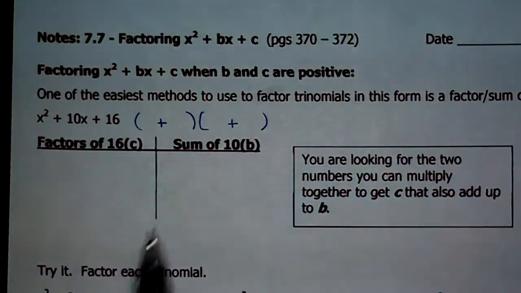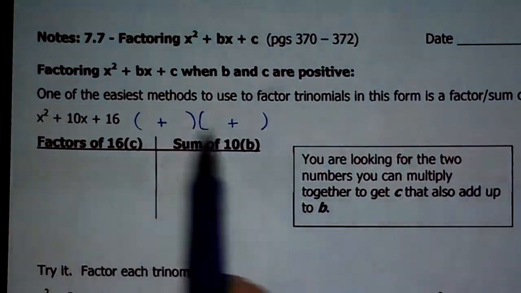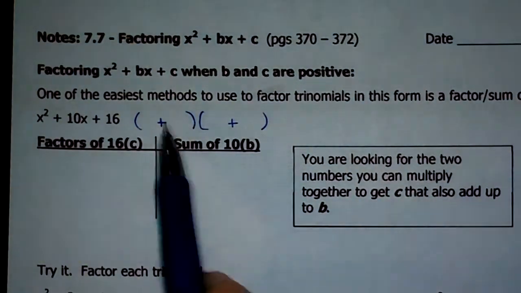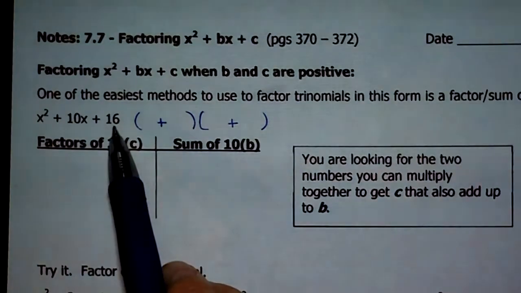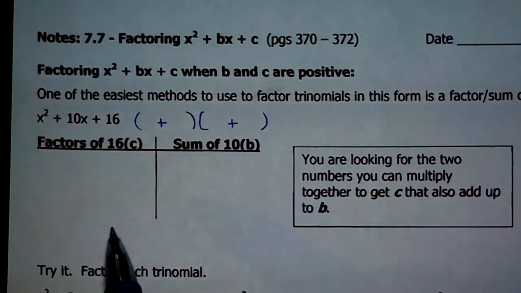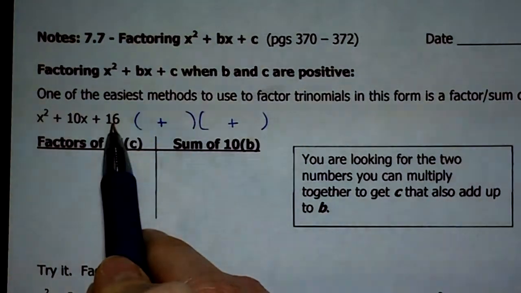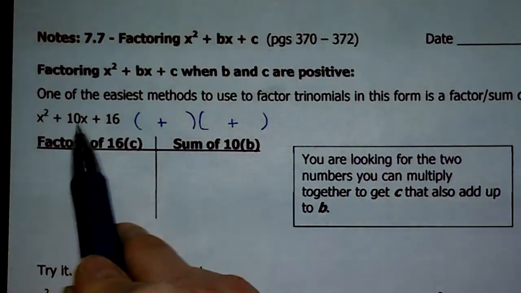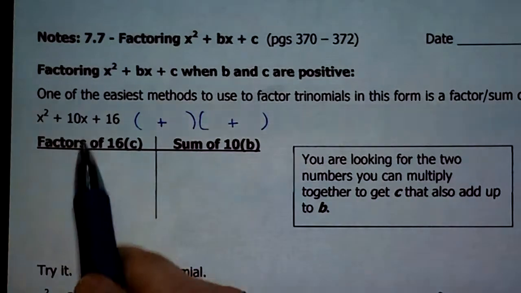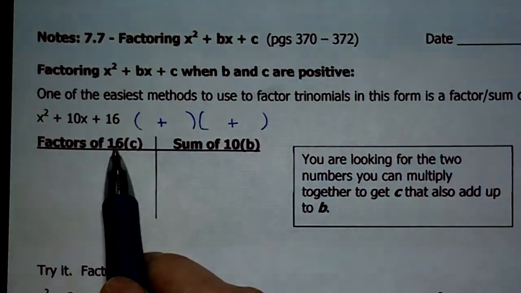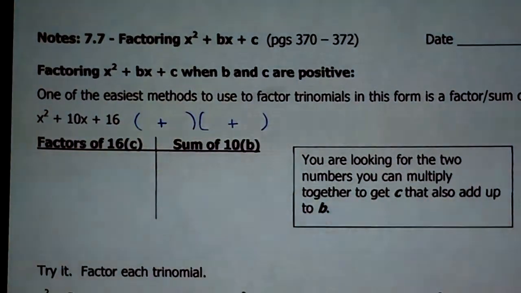All right, well, we need to figure out what amounts I can put in here that when I FOIL them out, I get this. And all you have to do is figure out, okay, what are some of the factors of the 16 that will give me the sum of 10? So the factors of c to get the sum of the b. That's what we're looking to do. Factors of c to get the sum of the b. I know, it sounds a little bit naughty, but it's okay.